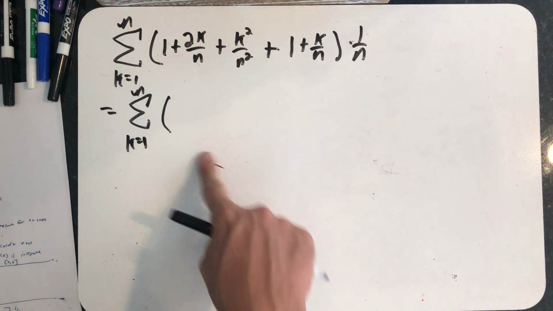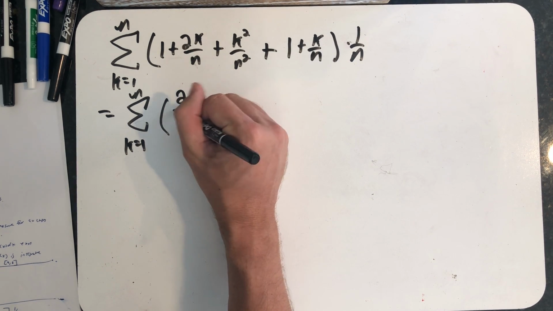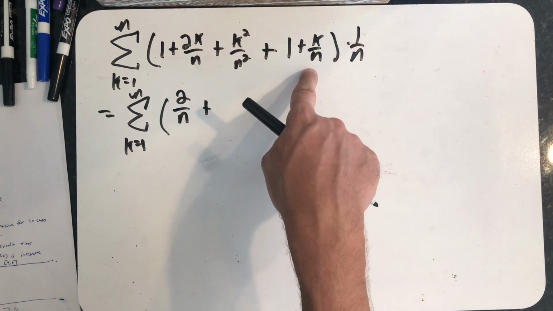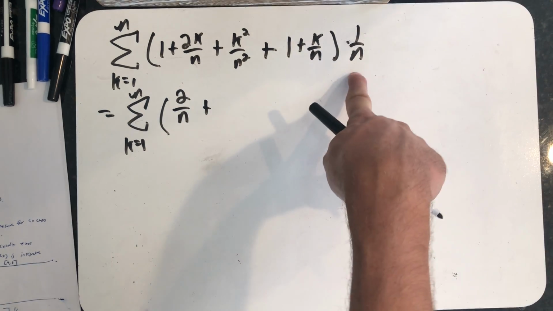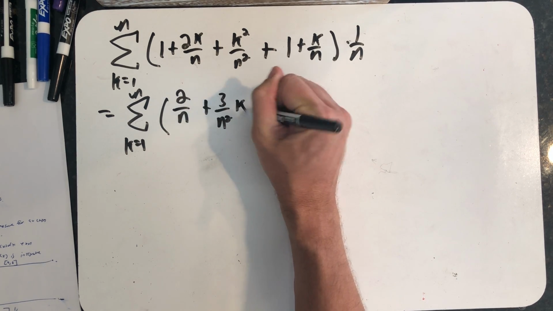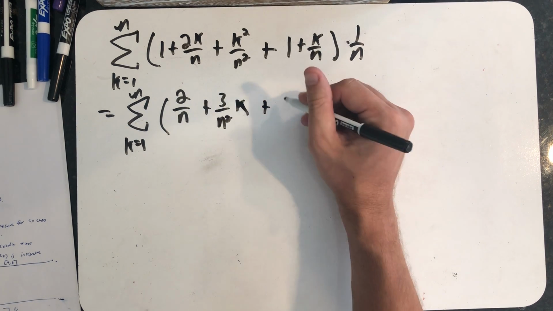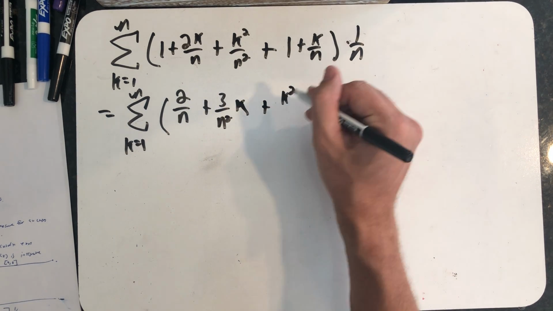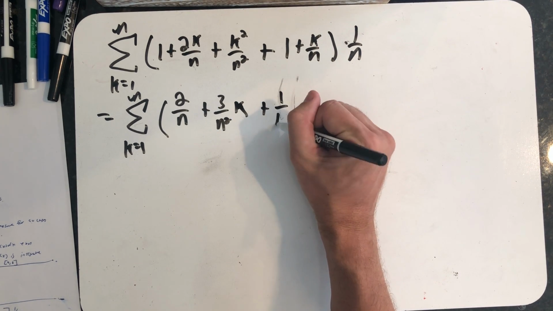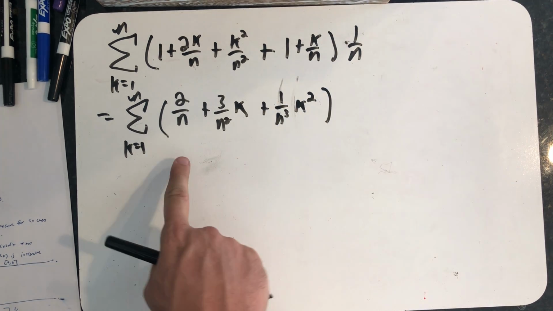All right, so 1 and 1 make 2. Divided by 1 over n is 2 over n. Plus 2k over n plus 1k over n is 3k over n, divided by n is 3 over n squared k's. And let's see, that just leaves my quadratic term. So I'll have k squared over n cubed, which I think I want to write down as 1 over n cubed times k squared.